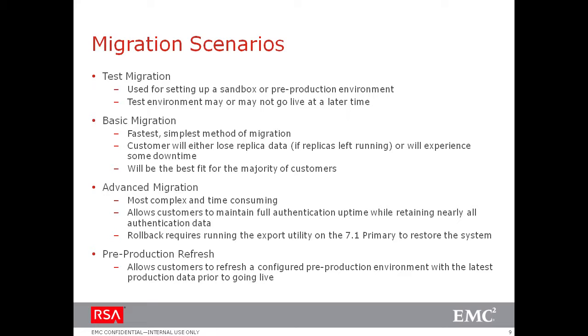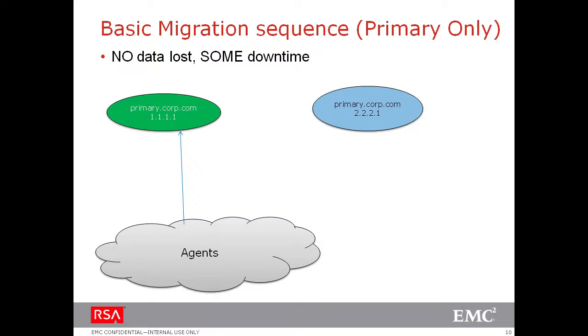It basically allows the customers to refresh a configured pre-production environment with the latest production data prior to going live. This is a basic migration sequence where you have a primary only cutting over to a primary in Auth Manager 8 with a different IP address. And you're basically going to bring it online by changing the IP address.